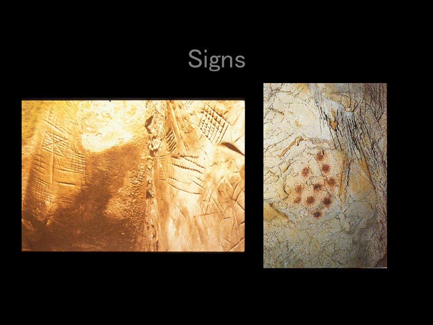So animals were very common. Another thing that we find in lots and lots of caves that was not even mentioned for years and years by paleontologists are signs. And there are a lot of patterns that show up in lots and lots of caves. I'm not going to go into much detail about that.